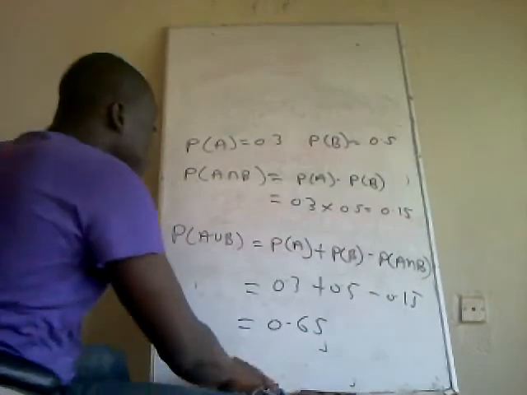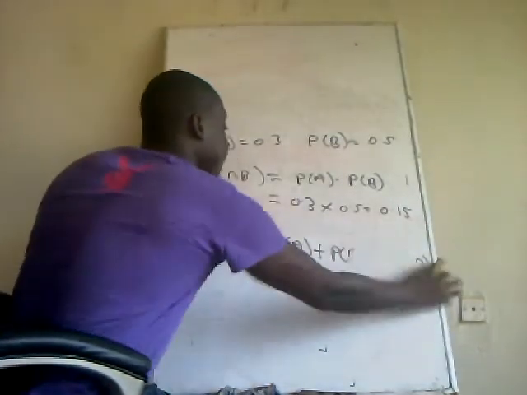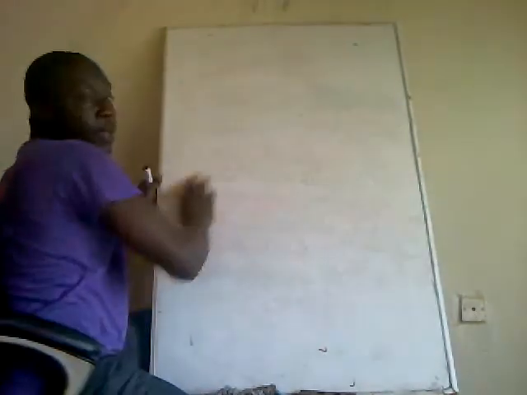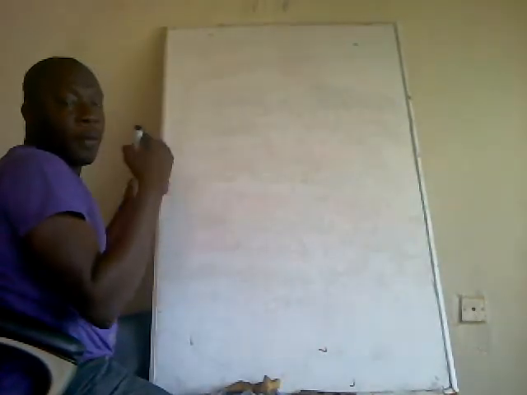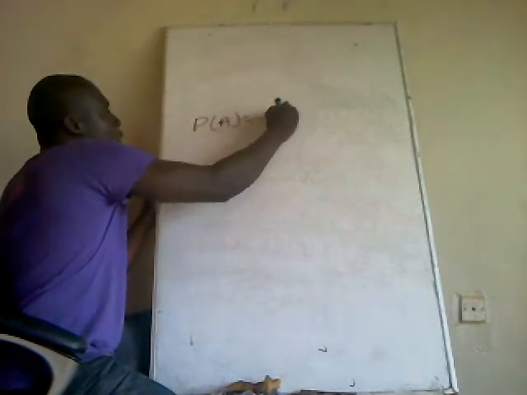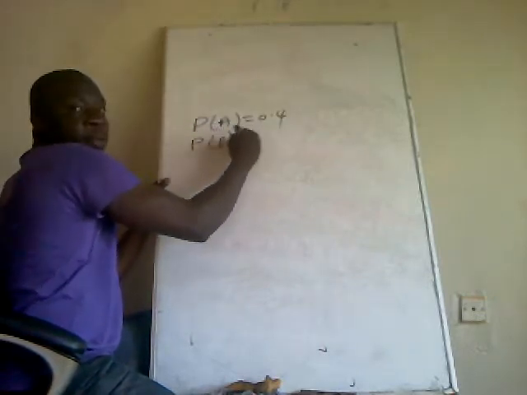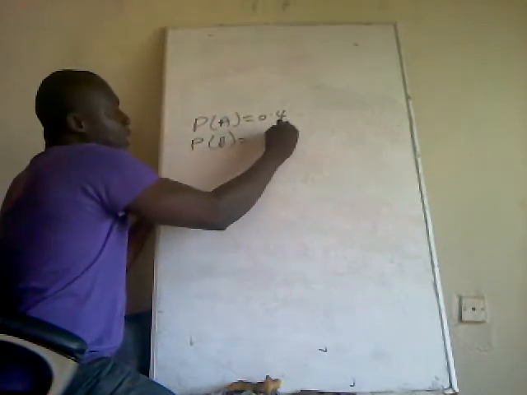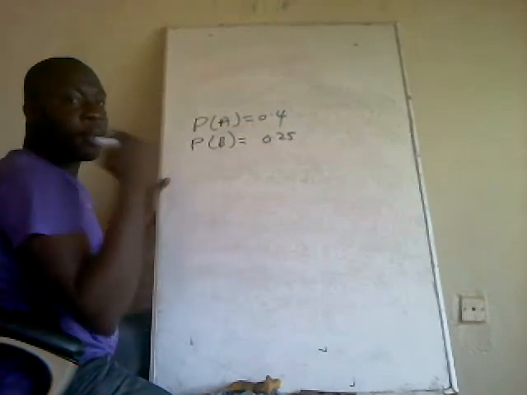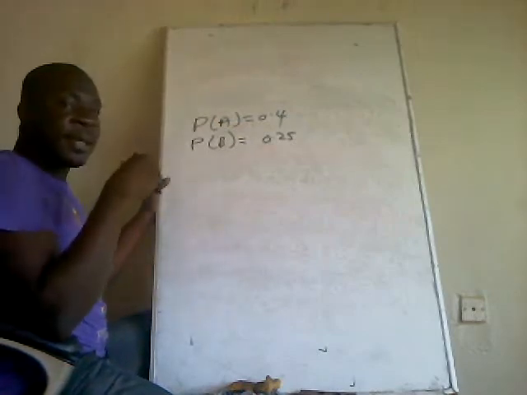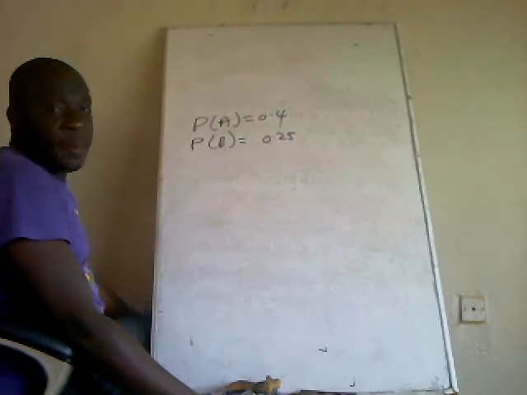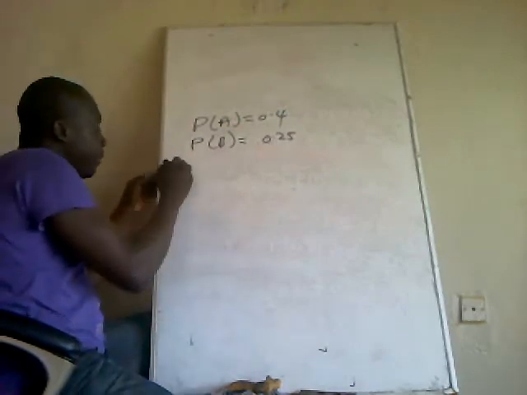In another example, if P of A is equal to 0.4 and P of B is equal to 0.25, and we are saying that A and B are independent, A and B are independent.